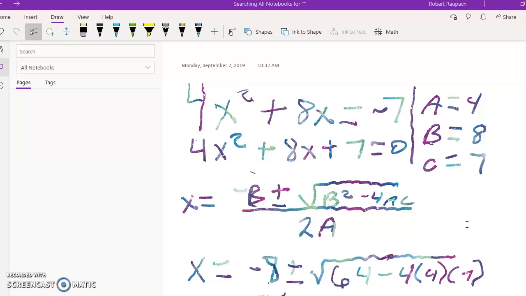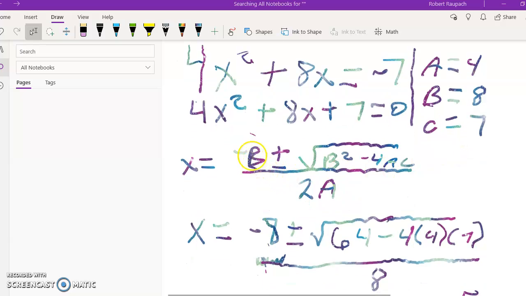Original equation, it says to use the quadratic formula, which you have no other choice, is 4x squared plus 8x is negative 7. In order to use the quadratic formula, we have to set everything on the left side equal to 0. Okay, so we bring this 7 over. So then you get a equals 4, b equals 8, c equals 7.